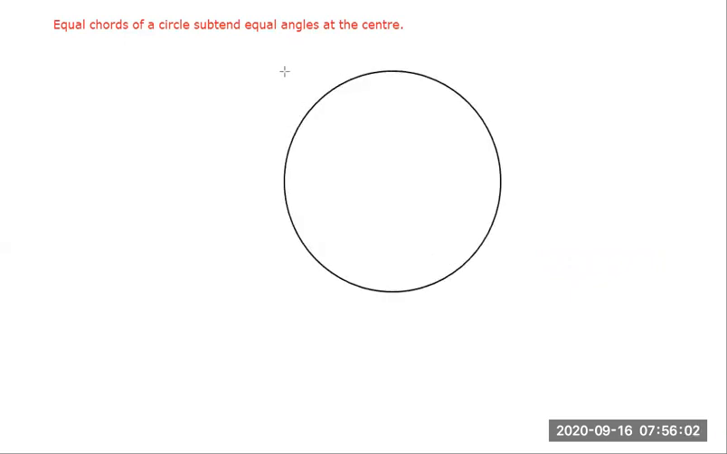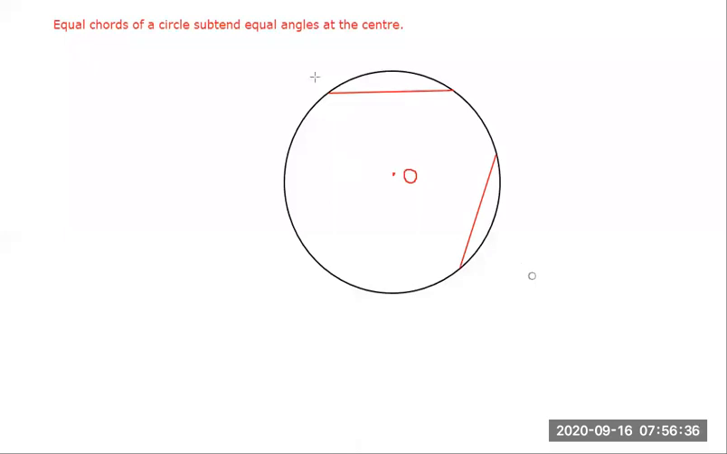One is equal chords of a circle subtend equal angles at the center. It's very simple. We can do it in 1 minute's time only. So this is the circle, students. This is the center of the circle, O. It says equal chords of circle. So I'm going to draw two chords which are equal in length, right? So maybe this is one chord and this is the second chord. So this may be almost same in the length, right?